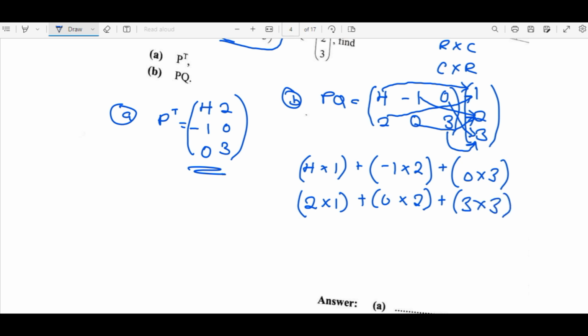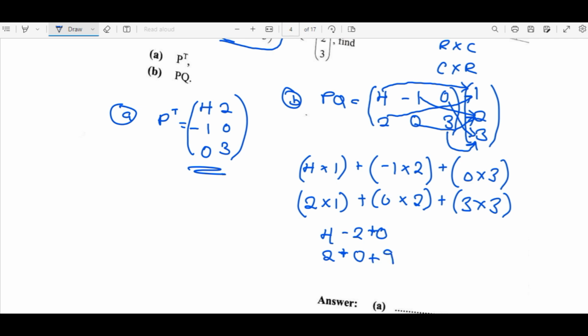So when you look at it, you can multiply to say here we're going to have a 4 there, and then negative 1 times 2, we're going to have a negative 2 there. And then we have here 0 times 3, we're going to have a 0 there. And then 2 times 1, we're going to have a 2 there, and then 0 times 2, we're going to have a 0 there, and then 3 times 3, we're going to have a 9.